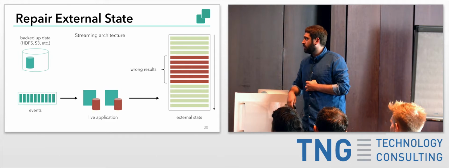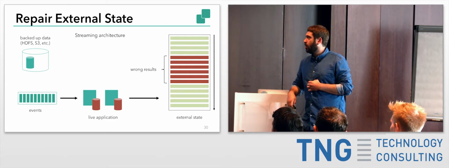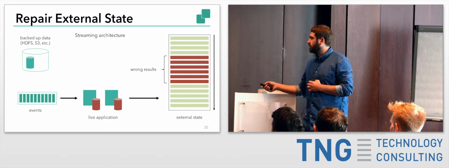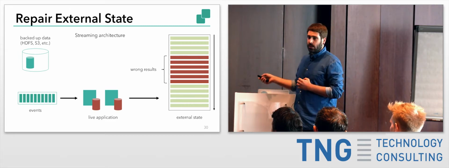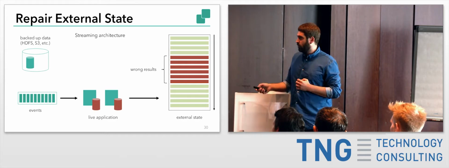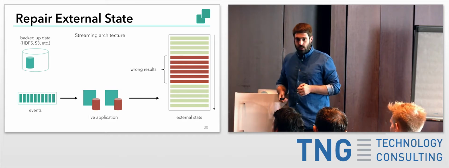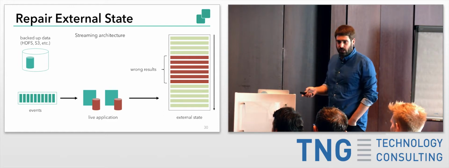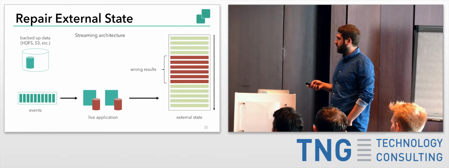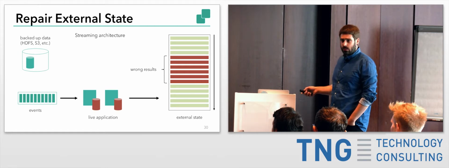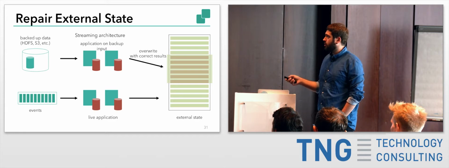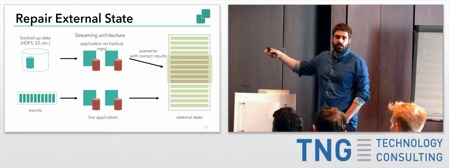Some other goodies: let's say we have events coming in, we have a live application, and that's writing stuff somewhere. We're also backing up our raw data. We're backing up our events, let's say, to a file system. And we discover that something is wrong. What we can do here is take this exact same code and run it with the historical data. Well, not the exact same code.